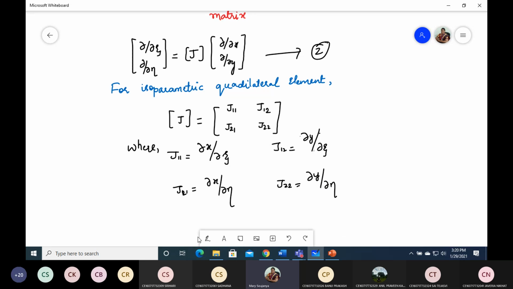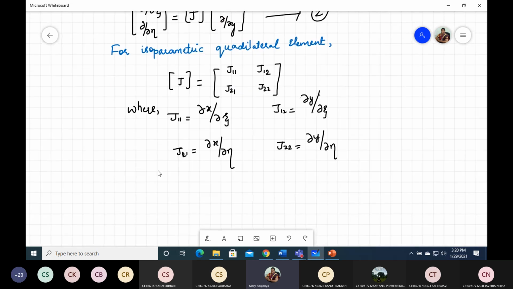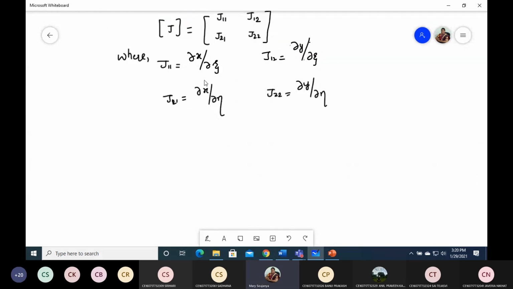Now what is happening here? x is being differentiated with respect to xi. We already know from an earlier equation, what did we take that equation as? Equation number 1. Check what equation number 1 is and tell me the value of x.